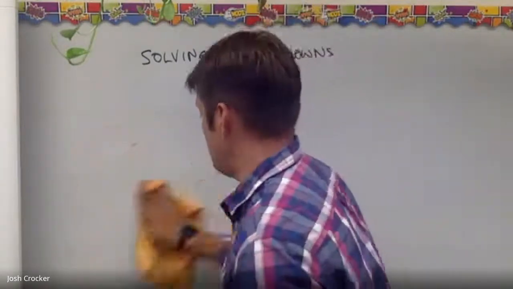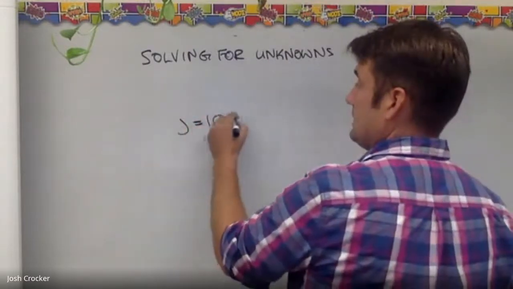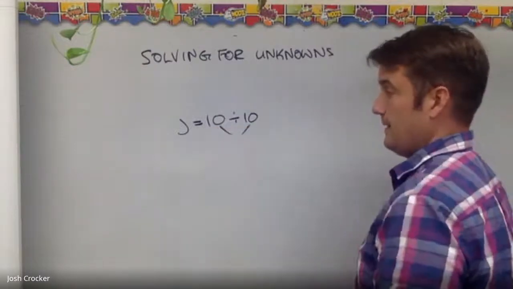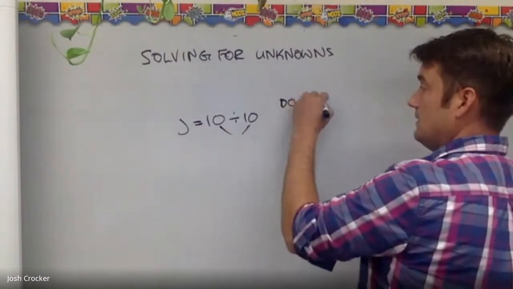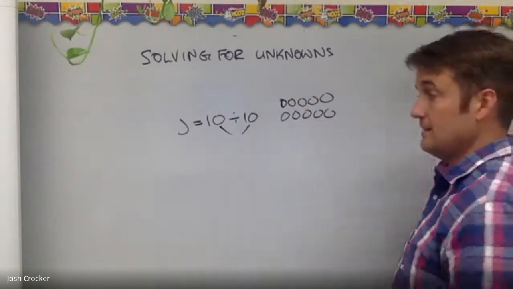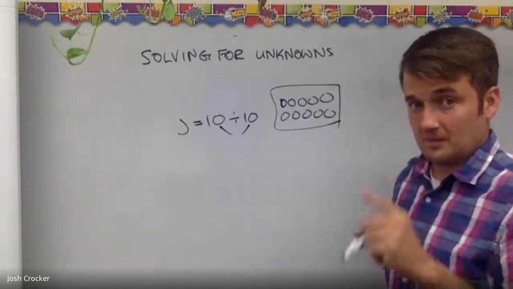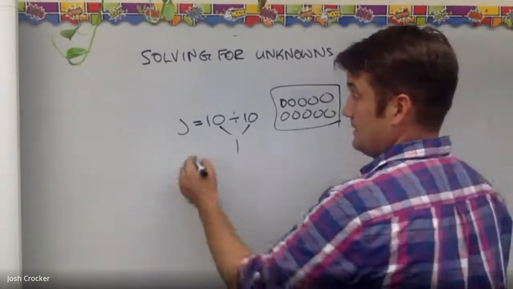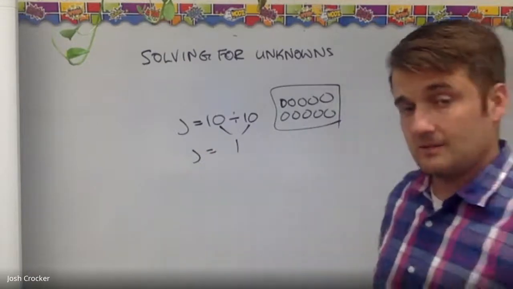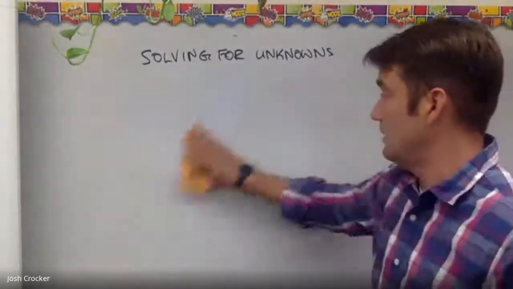Okay, here's another example. J divided by 10 equals 10. Well, 10 divided by 10, if you have 10, that's 10 circles. How many groups of 10 can you make? That's a group of 10. I can make one. So 1. So that means that j equals 1. 10 divided by 10 is 1. If j is equal to 10 divided by 10, then j is 1. Okay.